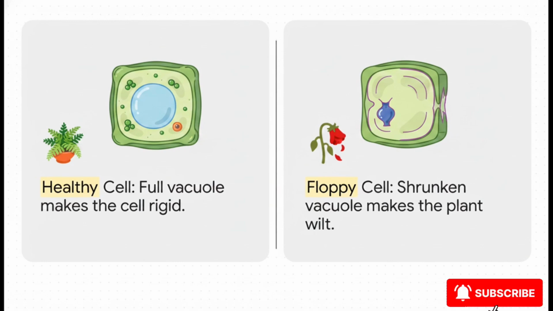Well, if the plant isn't watered regularly, that vacuole actually shrinks because it just doesn't have enough water. Without that outward pressure pushing on the walls, the cell loses its rigidity and gets completely floppy. And when all the cells get floppy, the whole plant wilts, droops over, and eventually dies. And yeah, that is exactly why your neglected houseplant looks so incredibly sad.